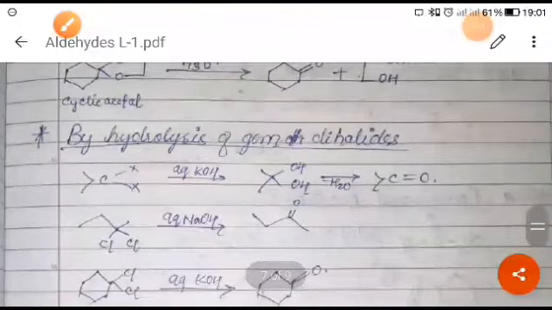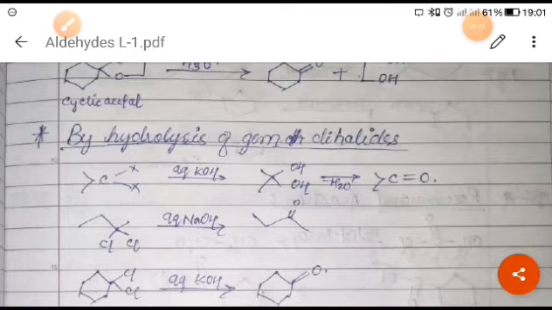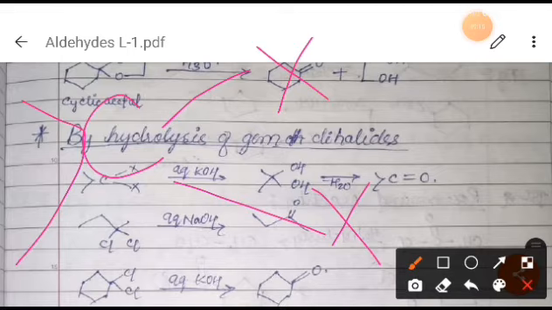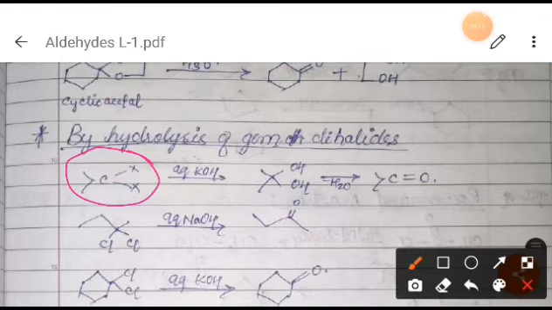Now next is by hydrolysis of gem dihalide, right? So gem dihalide contains two halogen atoms, okay. When you see the gem dihalide, it actually contains two halogen atoms on the same carbon atom, and on hydrolysis it will give what? Carbonyl group. So as you can see, two halogen atoms have been attached on the same carbon. So in presence of aqueous KOH, okay, it will give carbonyl group, which is this.